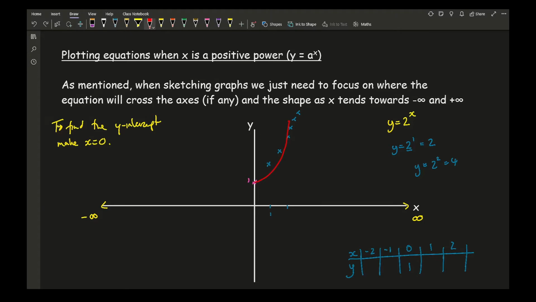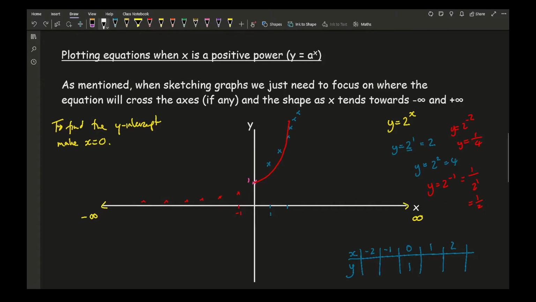Now when it starts going into negative, if I had y equals 2 to the power of minus 1, well, a negative power just turns it to a reciprocal, so that's going to be 1 over 2 to the power 1, which is just going to be a half. So as x becomes negative, y equals 2 to the minus 2 is going to be y equals a quarter, and it's just going to get smaller and smaller and smaller. Now it's not actually going to cross the 0 because this can never be negative.